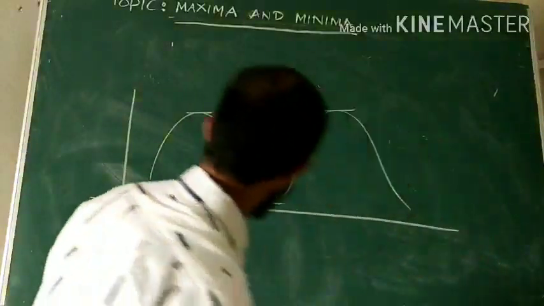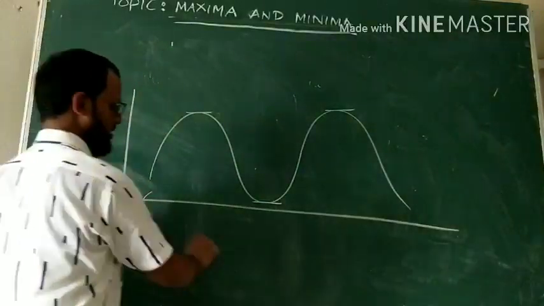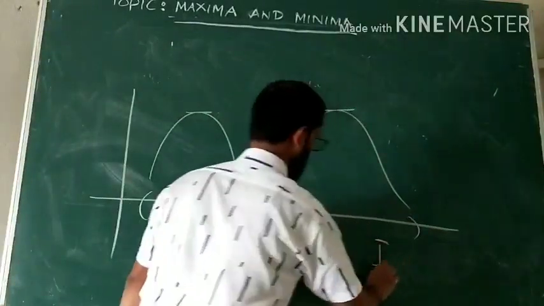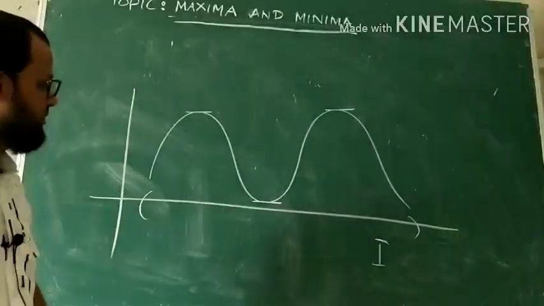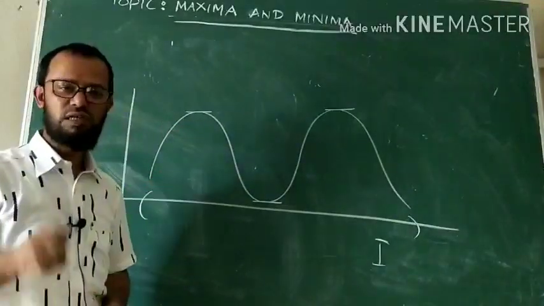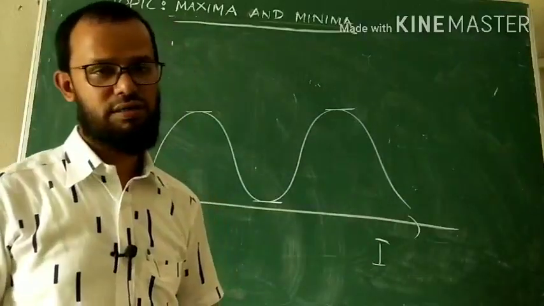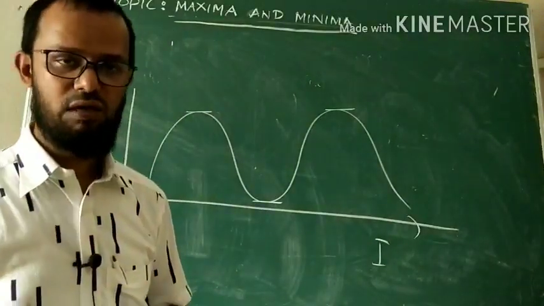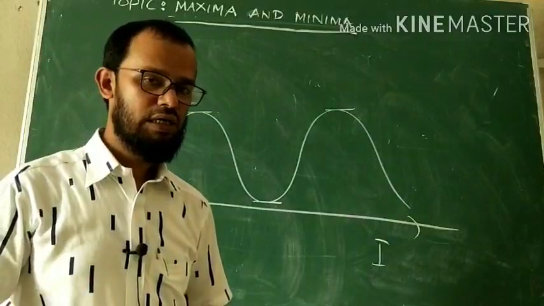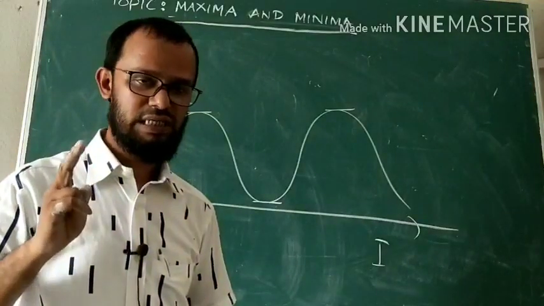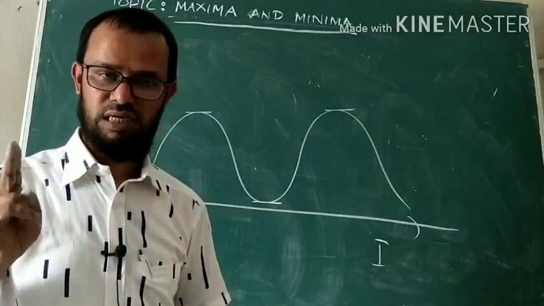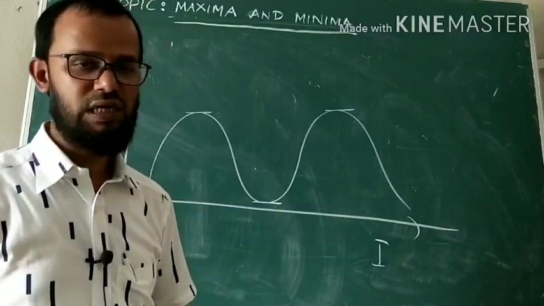That means in a particular domain, suppose this is the domain of a function, a particular function may have more than one maximum value or more than one minimum value. You should never imagine or say that maximum value means the greatest value, and minimum value means the least value. Not at all.